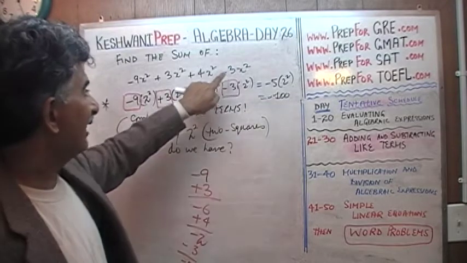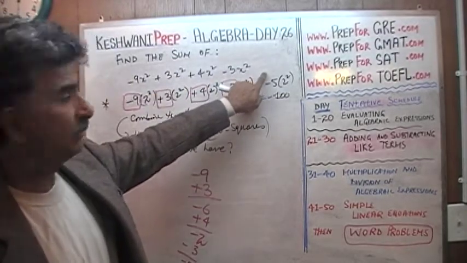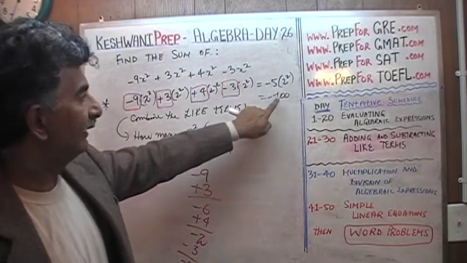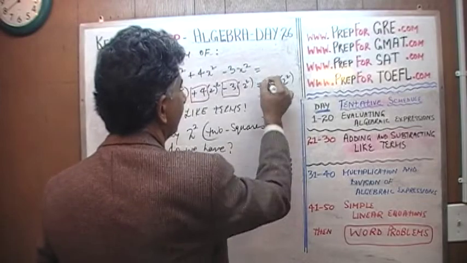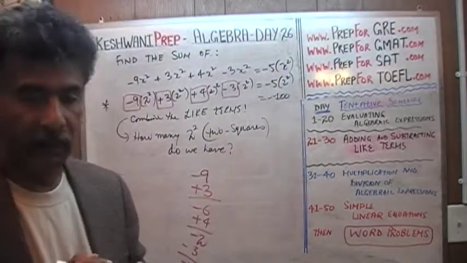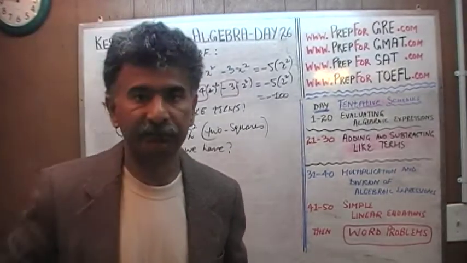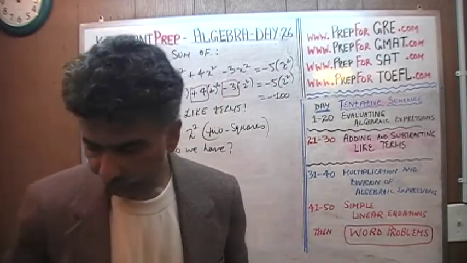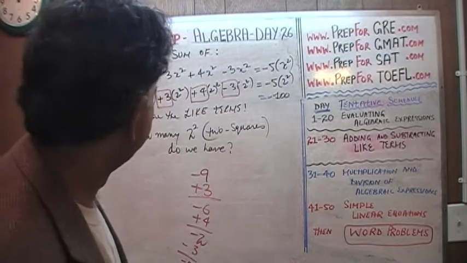But in the context of the algebra, since we do not know the value of the x, we cannot actually solve it. We cannot give it a numerical value here because there is no numerical value for the x. It's just x. So here we cannot say it's negative 100. All we can say here is that we have negative 5 x squared. That's it. Whatever x happens to be, we have negative 5 x squares. That's how many x squares we have, negative 5.